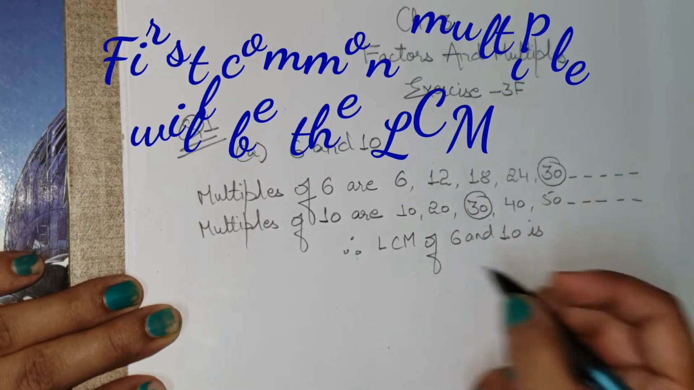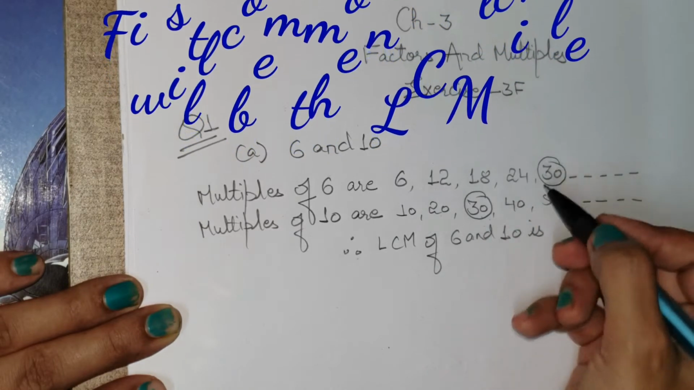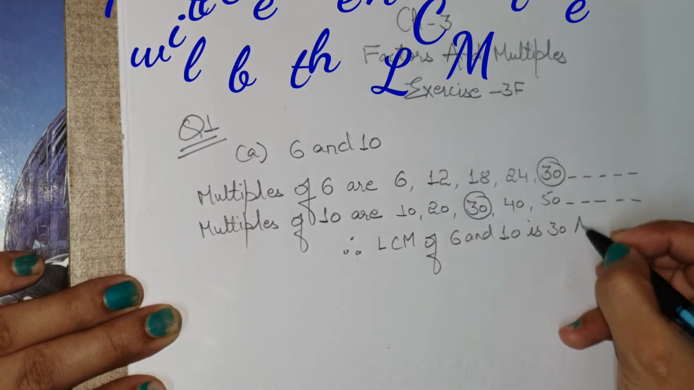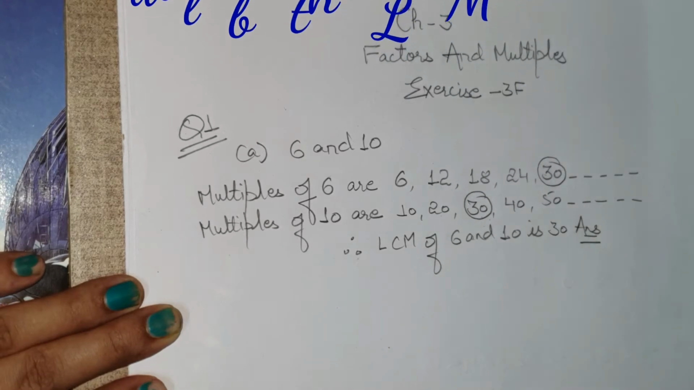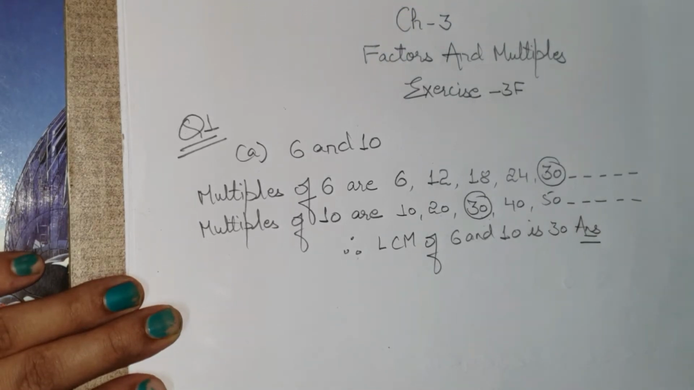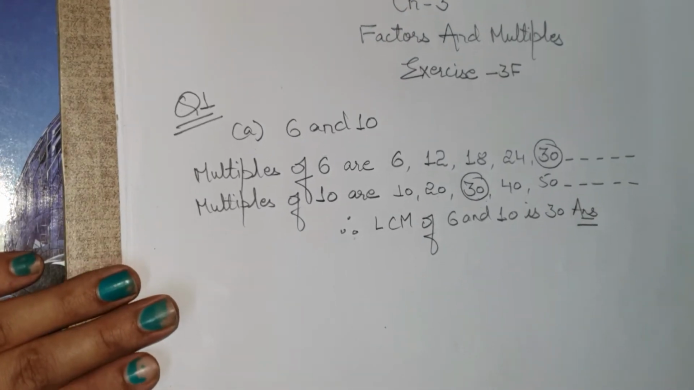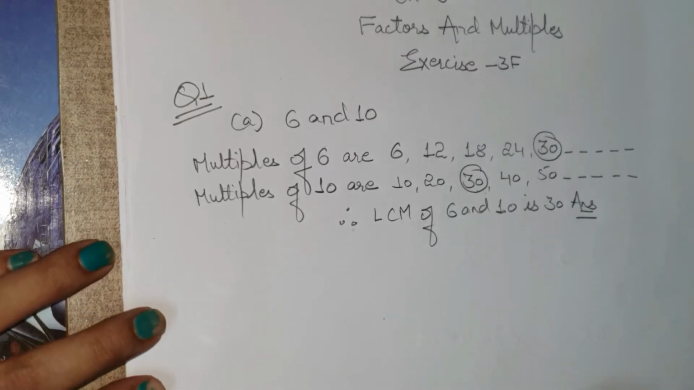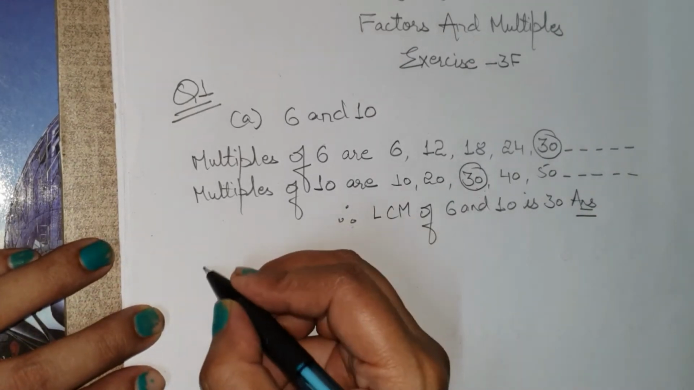So what is the LCM of 6 and 10? The common multiple is 30. So this will be the answer. Okay, so like this you can find the LCM of given numbers by listing the multiples. So that was A part.